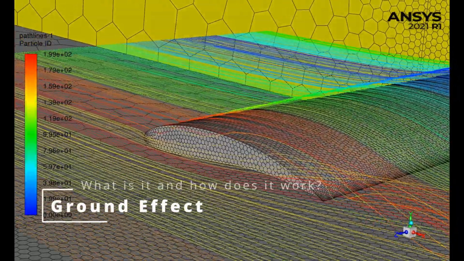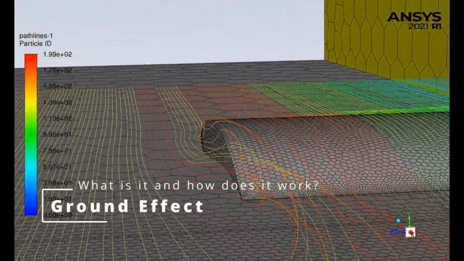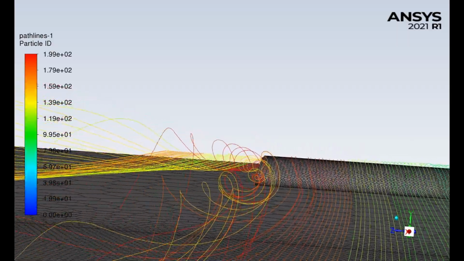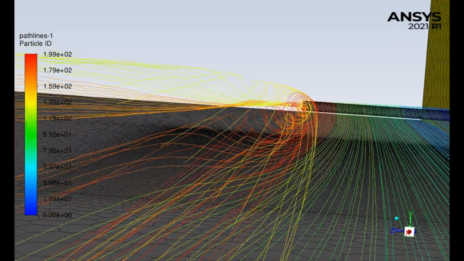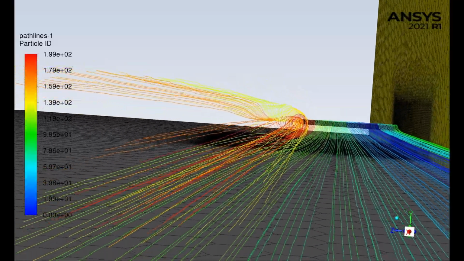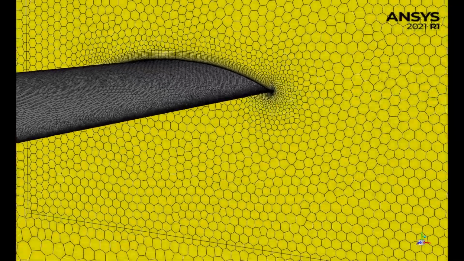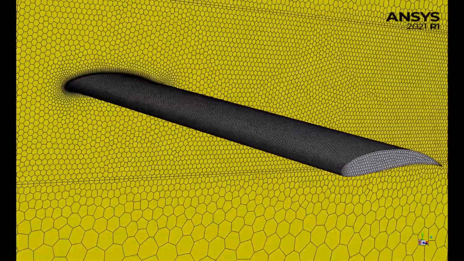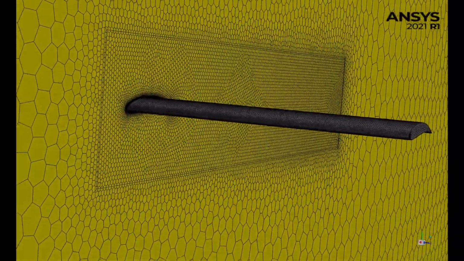What is ground effect and how does it work? I want to try to answer those questions in this video, mostly with the help of some fluid simulations of air flowing around a wing that I've performed. This is of course a simplification compared to an entire aircraft, but makes the results more generalizable.